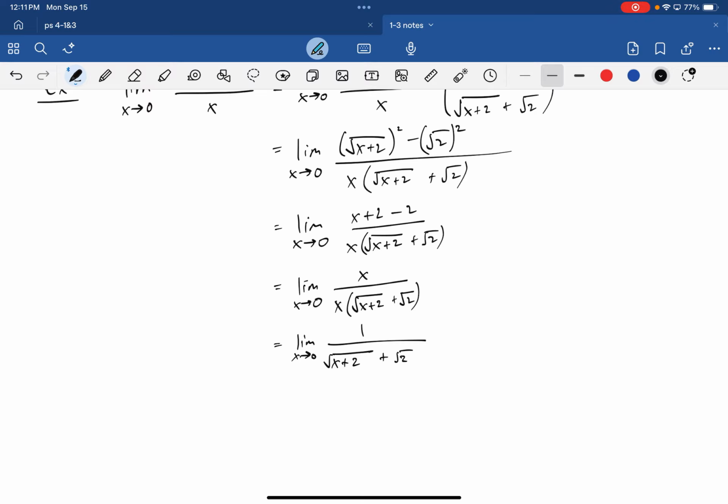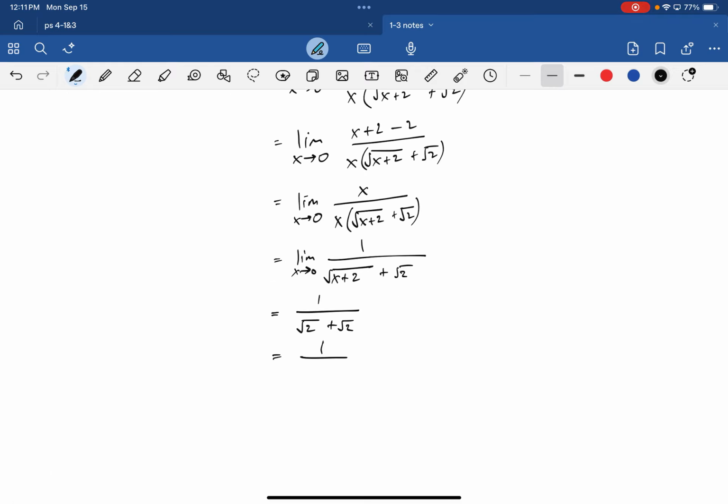And now, this is really good for us, because if we were to plug in x equals 0 into this function, it would actually be defined. We have no issues. So all we're going to do here is plug in x equals 0, and we're going to get 1 over the square root of 2 plus the square root of 2, which is equal to 1 over 2 square root of 2, and then we should rationalize this. So multiply top and bottom by square root of 2, and we have square root of 2 over 4. That's our answer. Okay, easy, right?